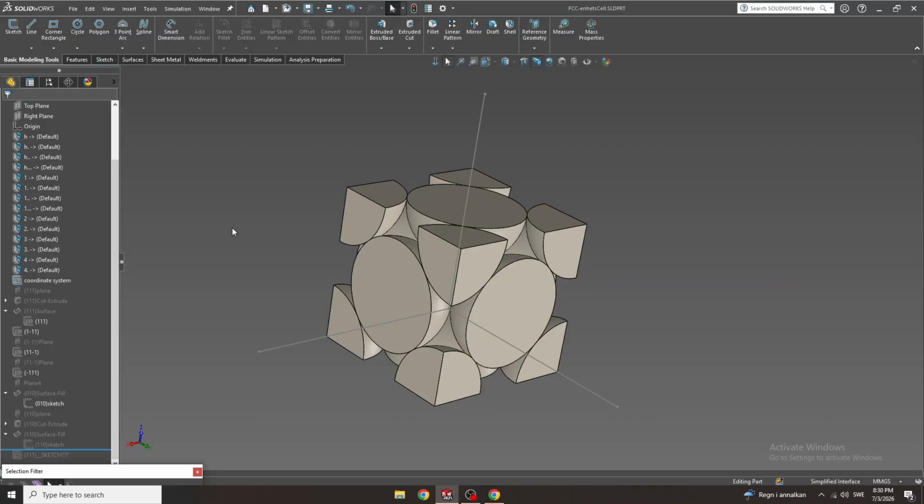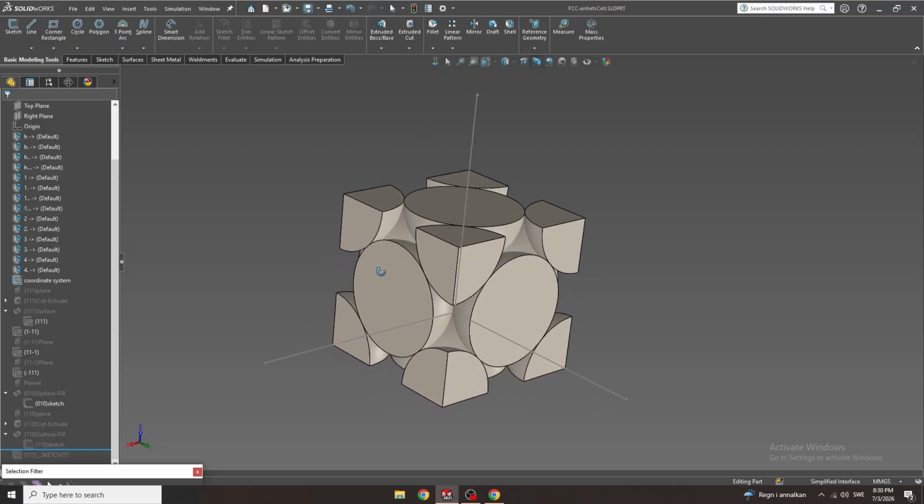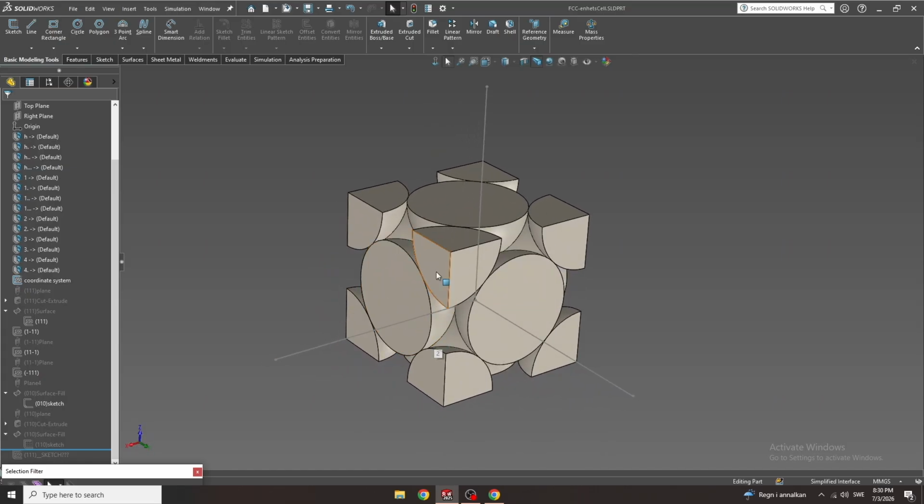Now in this model we have a lattice parameter of 1 millimeter on each side, so the cube has 1 millimeter for each side, so the volume is 1 cubic millimeter. This is of course much larger than a real atomic lattice, but for this visualization the size doesn't matter, but the geometry does.